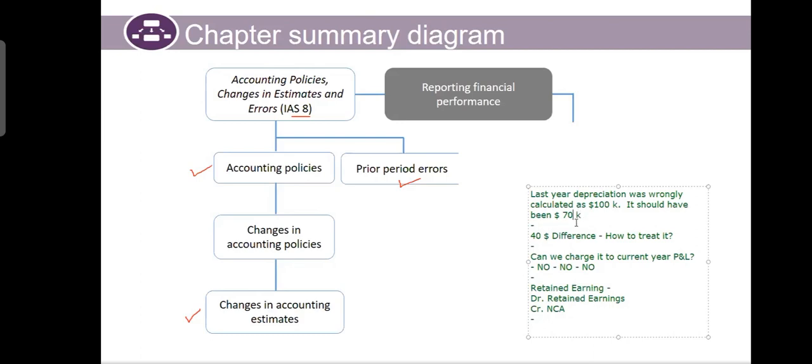And where did the profit go to? The profit went to retained earnings. So I need to increase my profit. Okay. So go ahead and increase retained earnings. You should say, whatever, debit here non-current asset or accumulated depreciation, whatever transaction you made, and credit should be retained earnings. Like this.